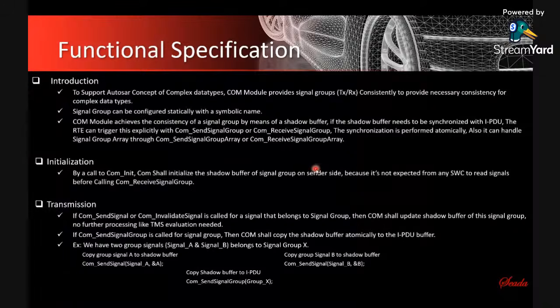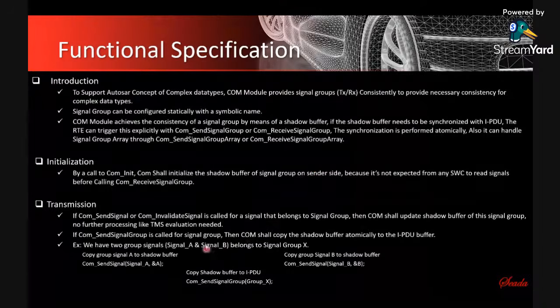Okay, and in the transmission, if COM send signal or COM invalidate signal is called for a signal which is belonging to a signal group, the COM first will update the shadow buffer of the signal group, and will stop at this point. He will not complete, because COM send signal means that the software component wants to write something from a signal group, and he will update something in the signal group, but the whole signal group is not updated yet. It's going to be triggered to be transmitted when we have COM send signal group.